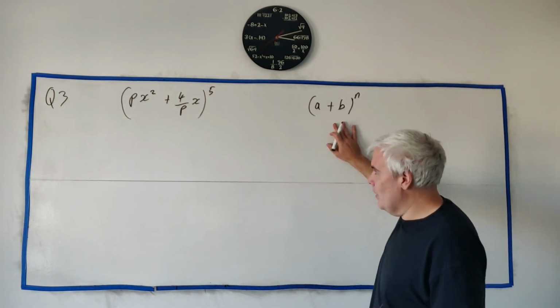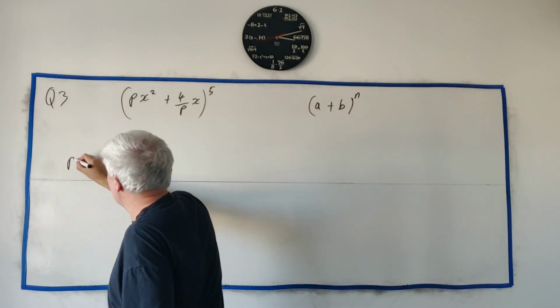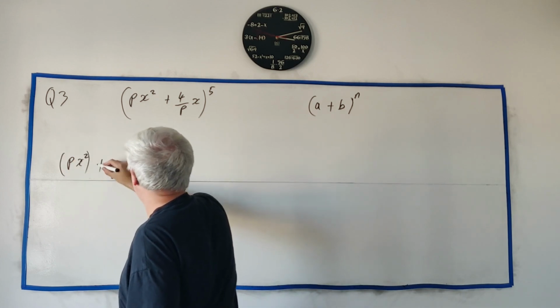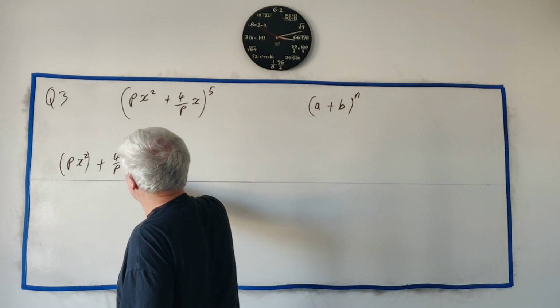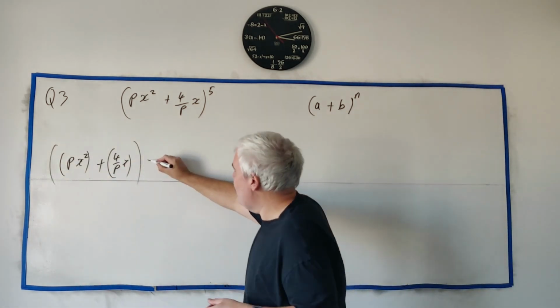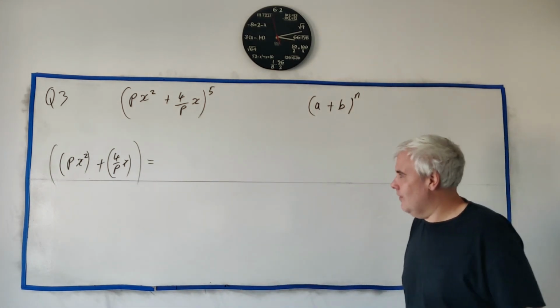The formula for binomial expansion, let me write it out here. I'll put a little bracket around px squared and 4 over px. Here we have two terms adding. What the binomial expansion says, I'll write it a little different than it's in the book.